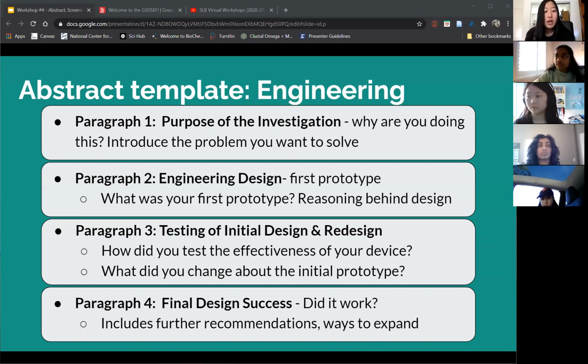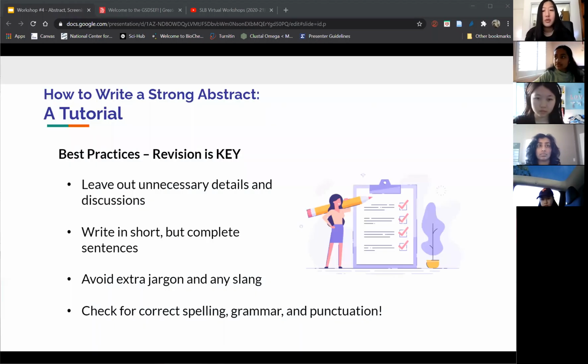Then in paragraph 4, conclude in 1 to 2 sentences on your final prototype and how well it addresses your initial problem. You may also briefly mention your further recommendations for additional prototypes.